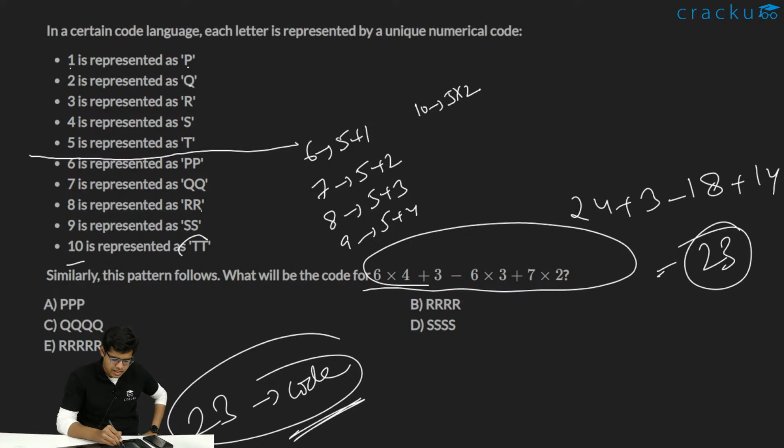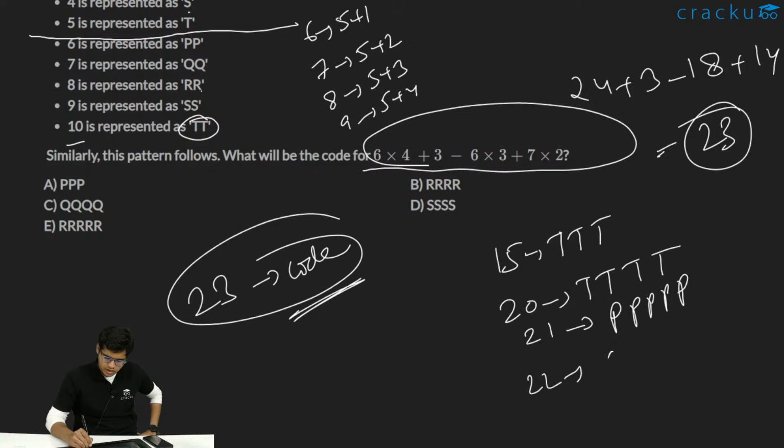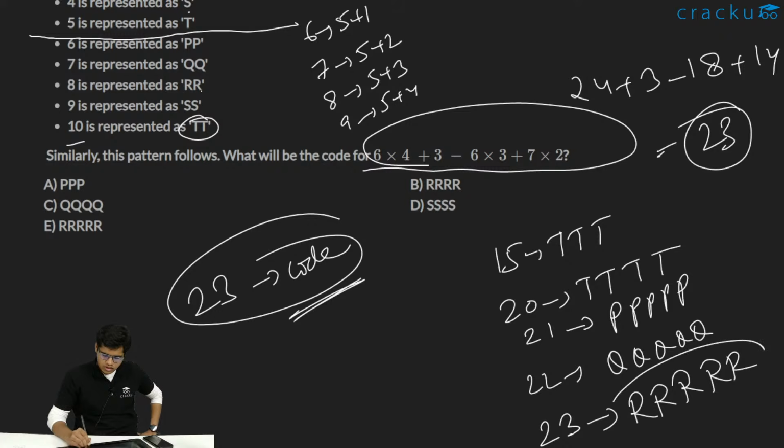Means 10 is TT. Why is it TT? Because 10 is 5 2s. So 5 is T, which means 10 has to be TT, which means 15 has to be TTT, which means 20 has to be TTTT. Then what will be 21? We have completed 4 T's, now 21 will be PPPPP. It will be 5 P's. What will be 22? 22 will be QQQQQ, 5 Q's. 23 will be what? 23 will be RRRRR. It will be 5R.